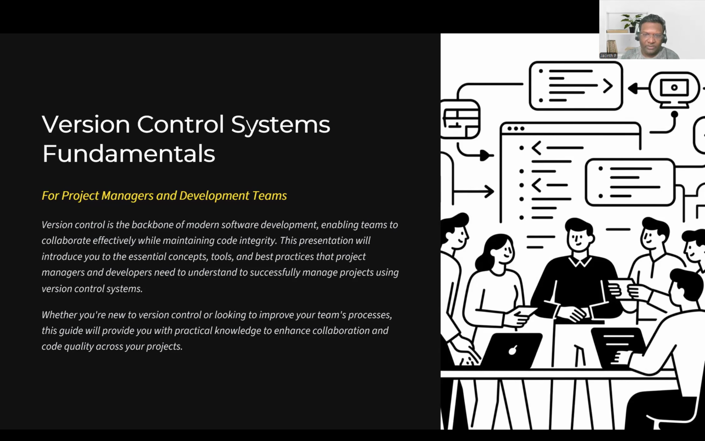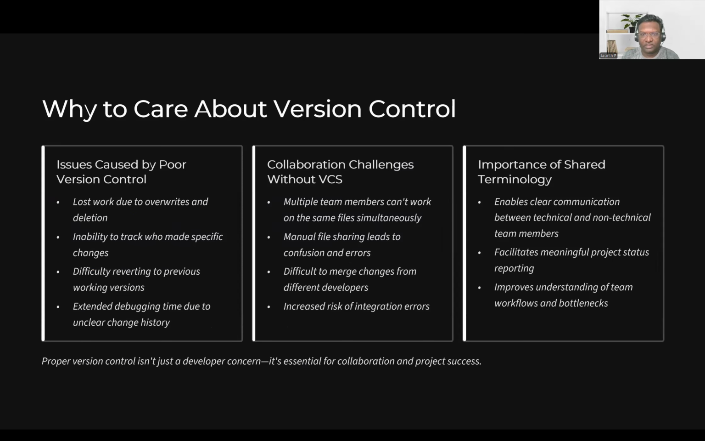So, at first, why do we care about version control? Poor version control practices can lead to lost work, overwrites, or hours wasted debugging because no one knows what exactly has changed or who changed what. Without a proper system, collaboration becomes chaotic. Developers struggle to share files, merge changes, and track history.